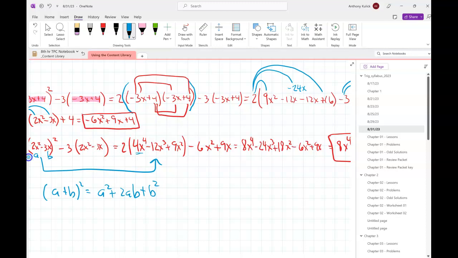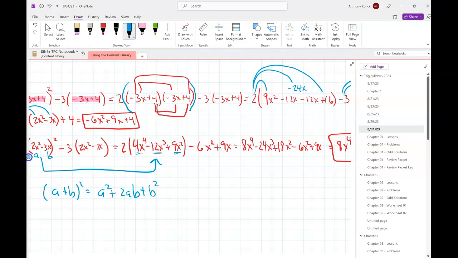So A squared, 2x squared squared, is 4x to the fourth. And then this is 2 times A times B, so 2 times 2x squared times negative 3x. That's my negative 12x cubed. And then the 9x squared was B squared, so that was negative 3x squared. Negative 3x squared is negative 3 squared, 9, x squared squared.